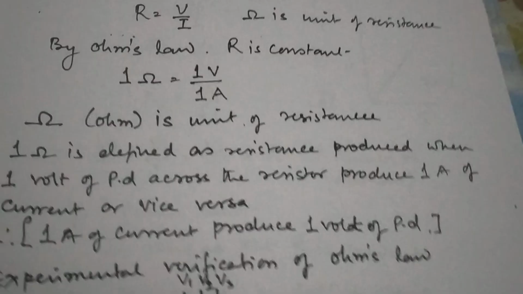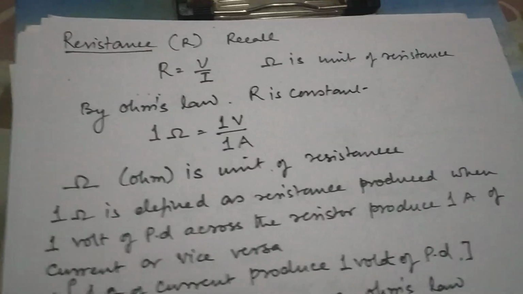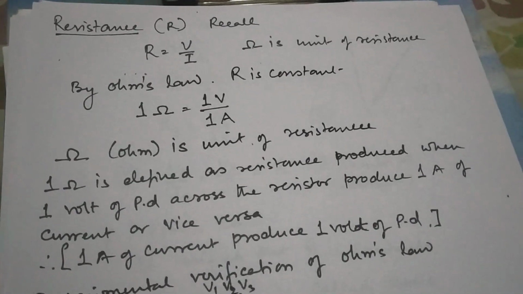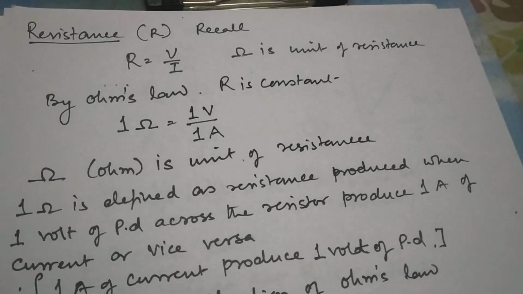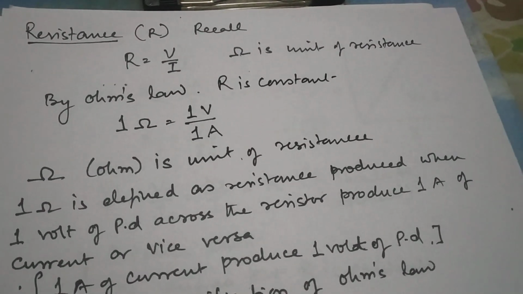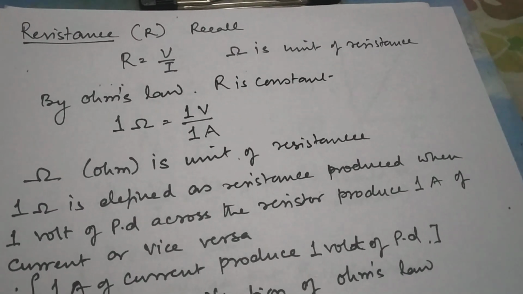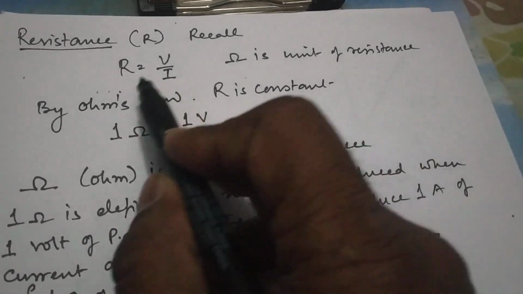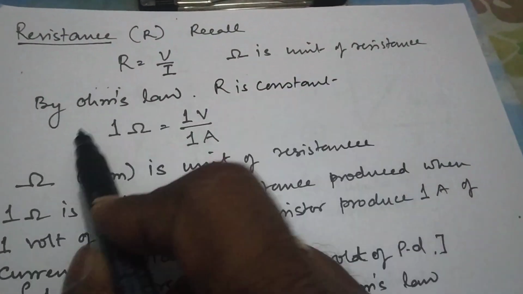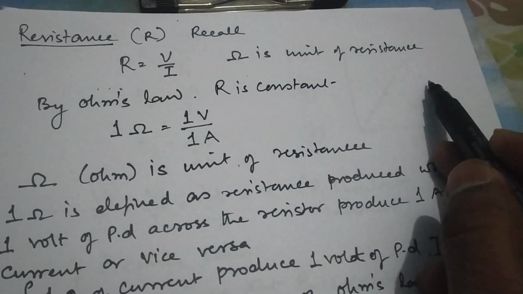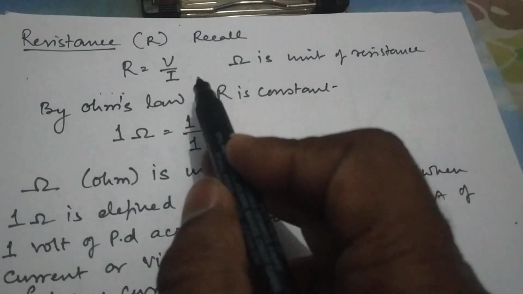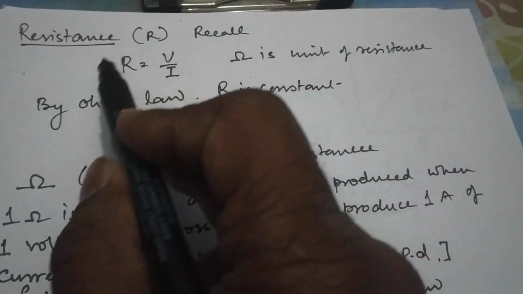You can see the next topic that we're going to take is resistance. Once again, the formula we have already discussed last time. According to Ohm's law, R is constant. R is equal to V upon I. Please see this. By Ohm's law, R is constant, but, as I told you, temperature should be constant.